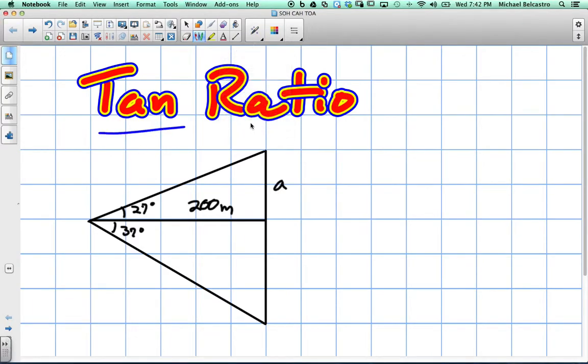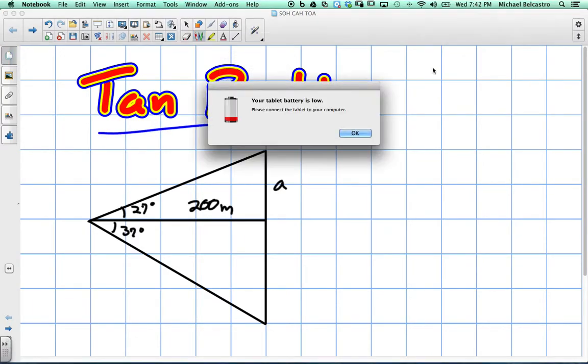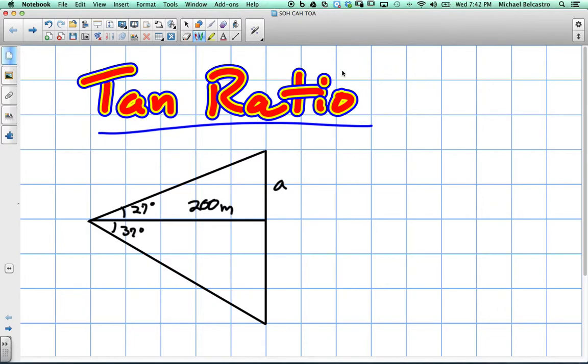Okay, we're going to specifically look at the tan ratio. There's technically three ratios: you have your sine ratio, your cos ratio, and tan, but we're going to focus on tan. We've been given a question with a bunch of info, and we're going to make three different videos on this one, all using the same example, but talking about how one is better than the other.